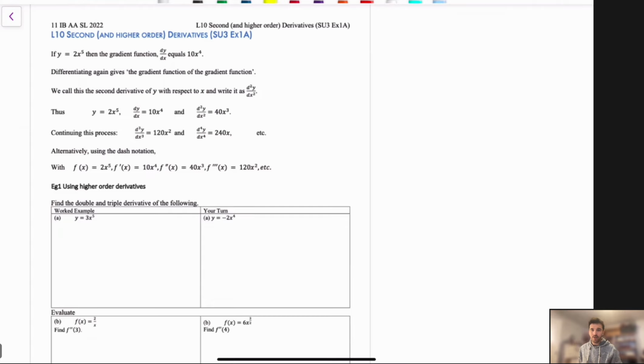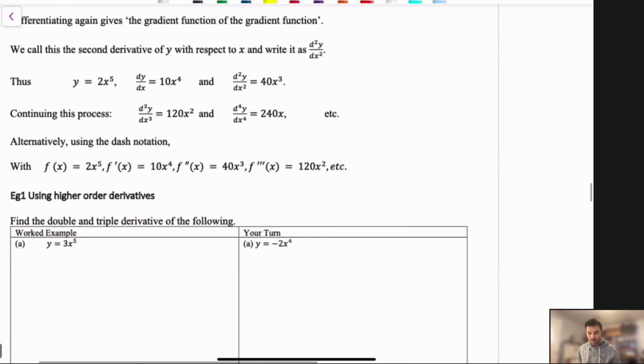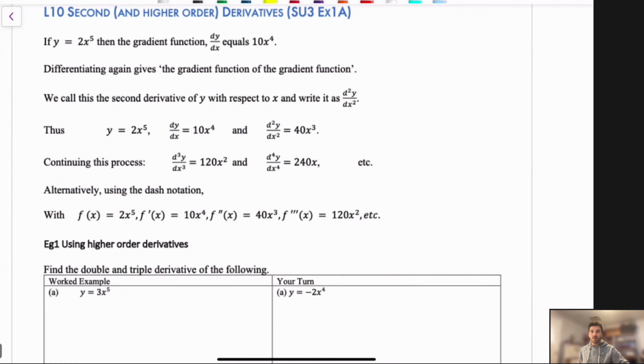So second and higher order derivatives, you are basically differentiating again and again. The reason we do this is something to do with the double derivative test, which helps determine if something is a minimum or a maximum, or the nature of stationary points. And we've got some ways of describing how to do this, the notation. It's pretty straightforward, really.